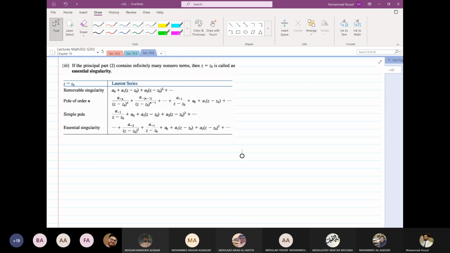And if the largest power of z minus z naught in the denominator of the principal part is equal to 1, then we say it is a simple pole. And if the principal part is going up to infinity, there are infinitely many terms, then we say it is an essential singularity. If any of this is not clear, please tell me, I will explain it again.